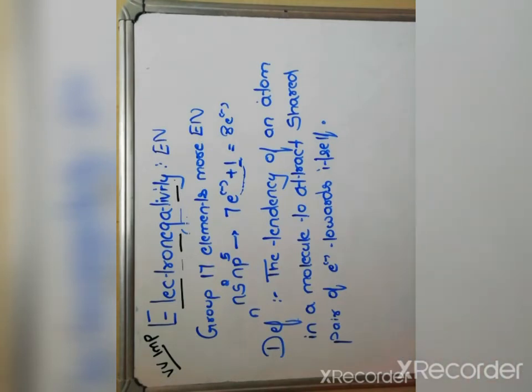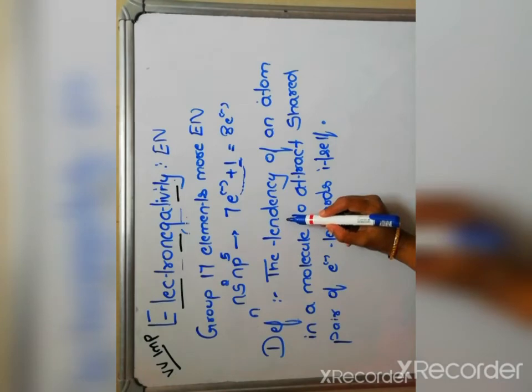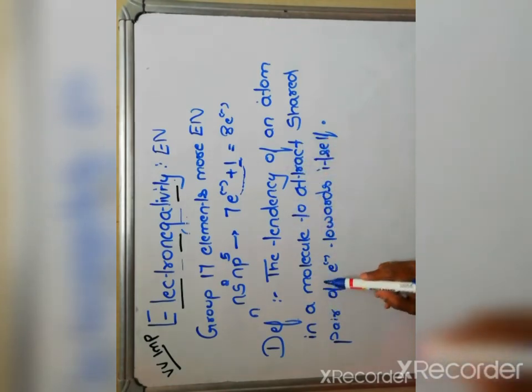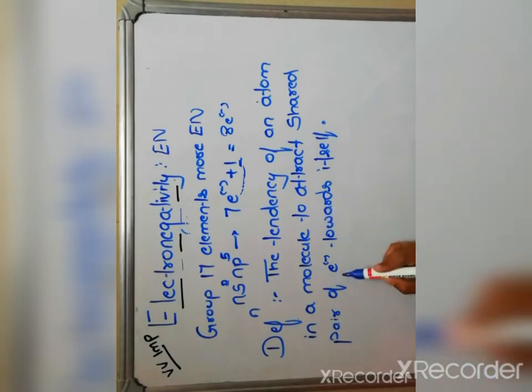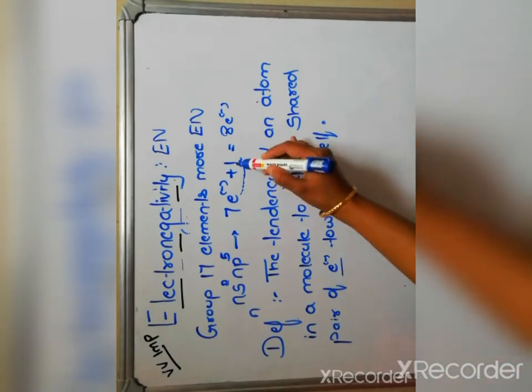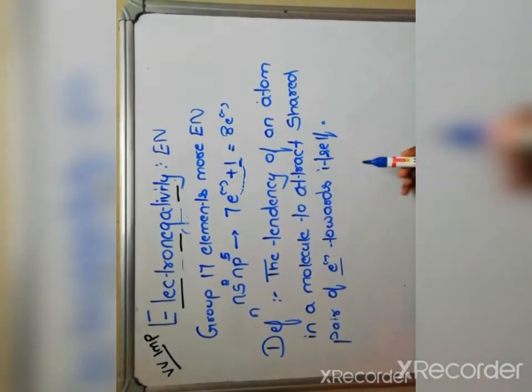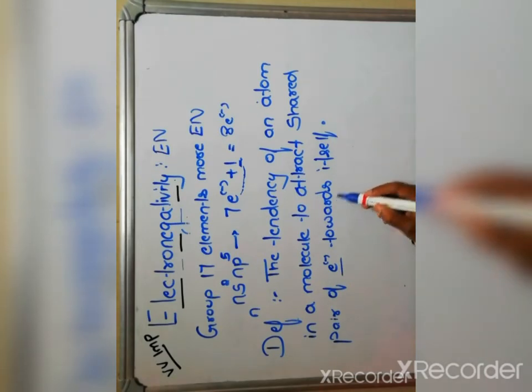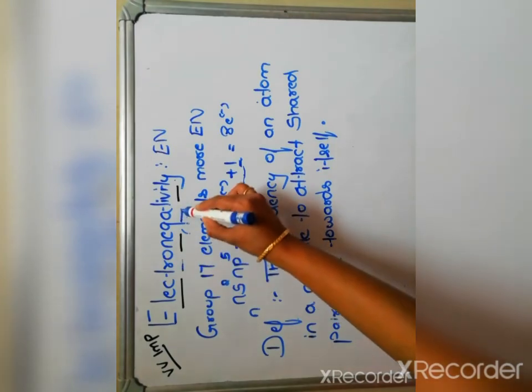So how do we define electronegativity? It is defined as the tendency of an atom in a molecule to attract the shared pair of electrons towards itself. The capacity to pull the shared electrons towards itself, to attract them, what do we call that? That is called electronegativity.